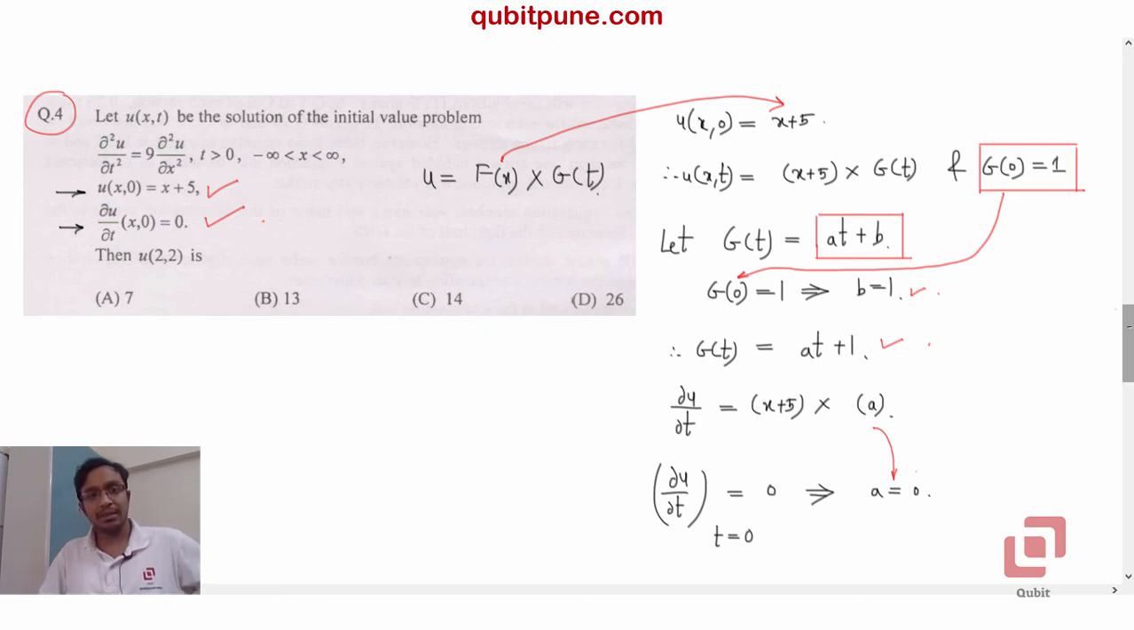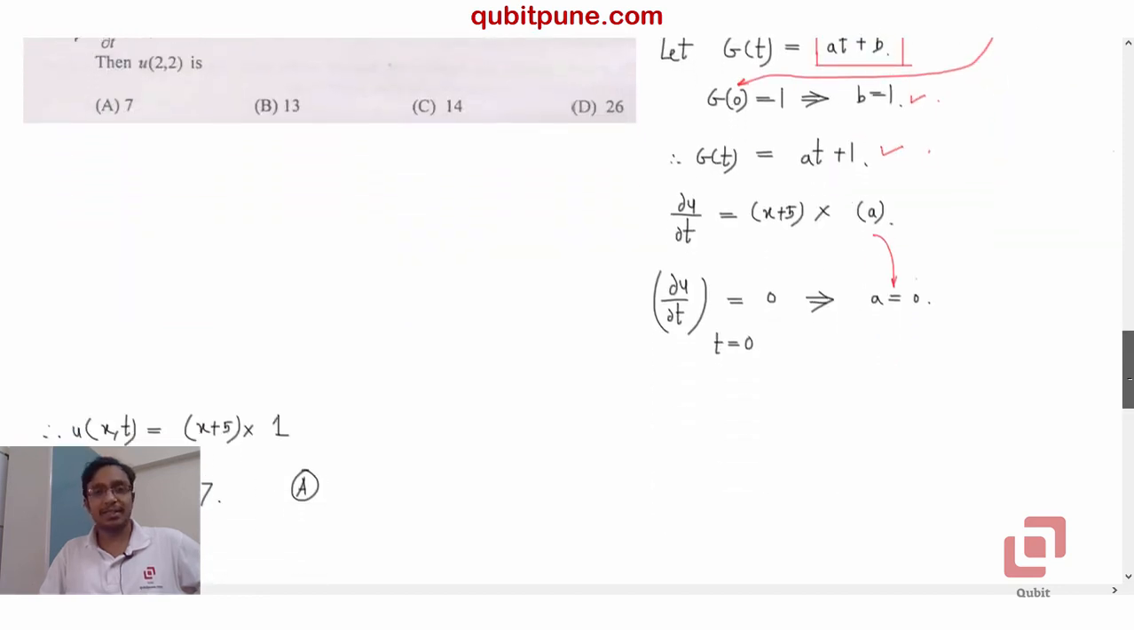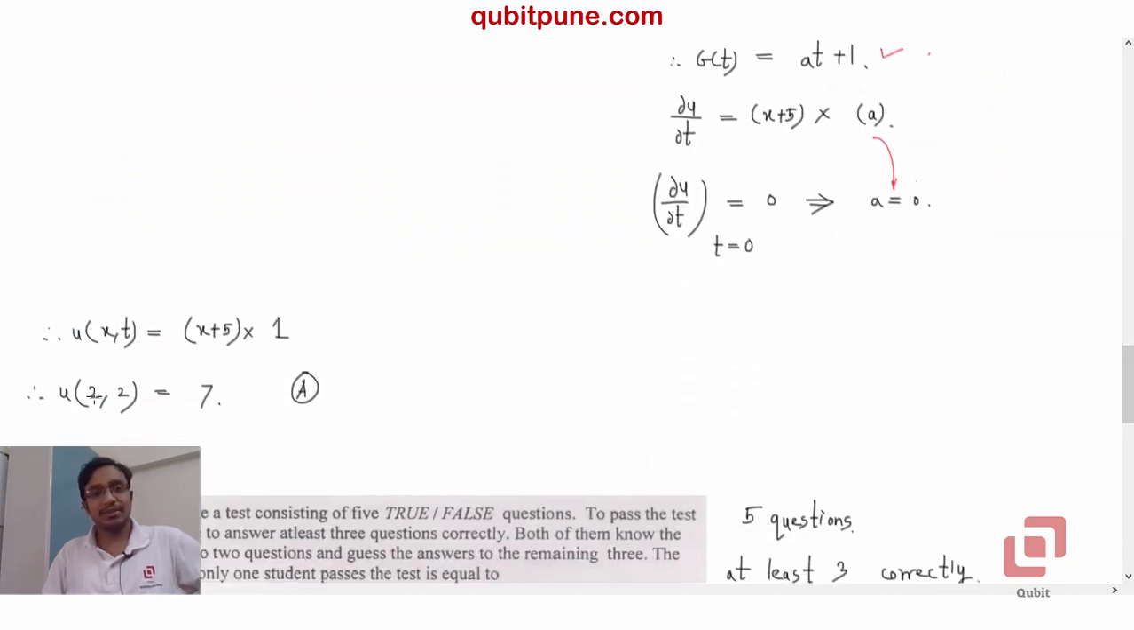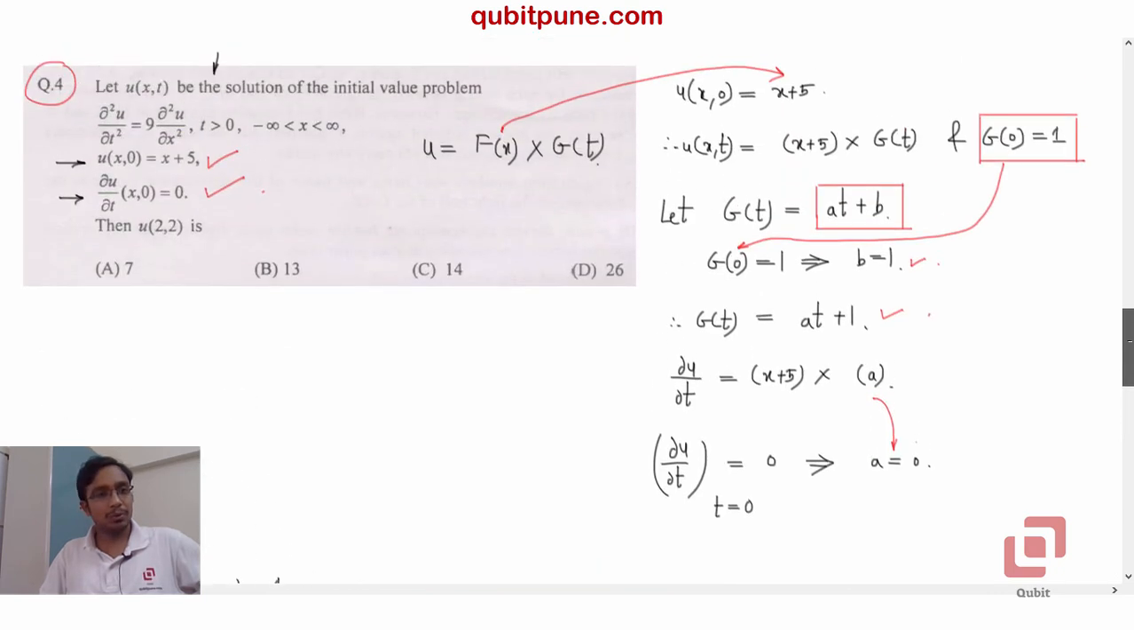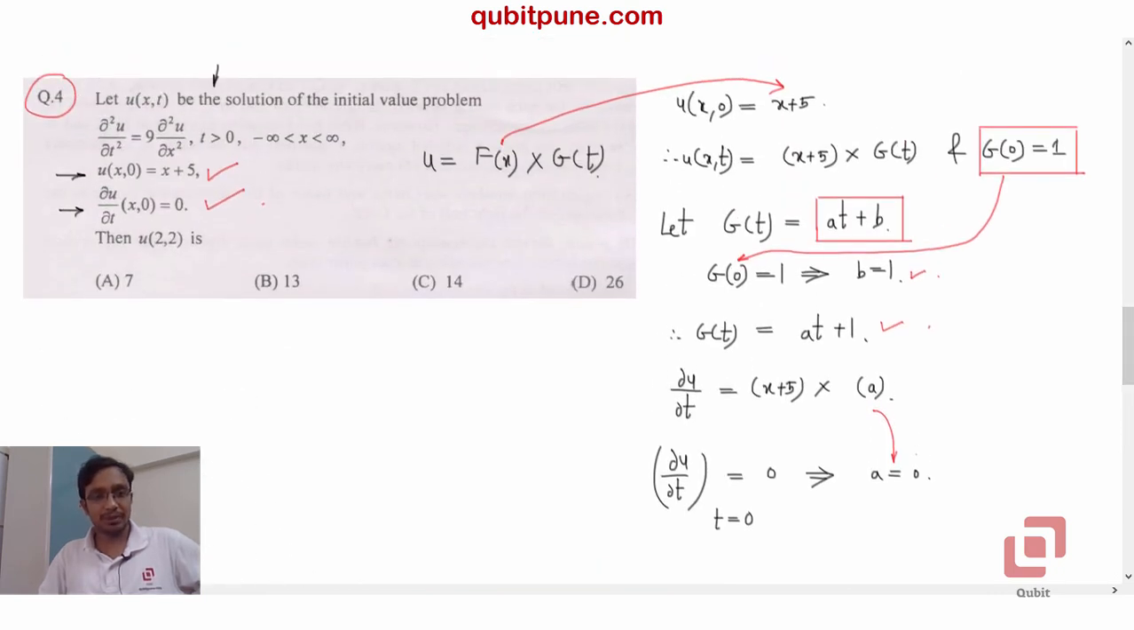So we are now being asked to find u of 2 comma 2. Of course our solution satisfies the given differential equation too. Yes, they are saying the solution, so our solution is right. So u of 2 comma 2, 2 plus 5 is 7, this is always 1, so the correct option is A. So question 4, option A.